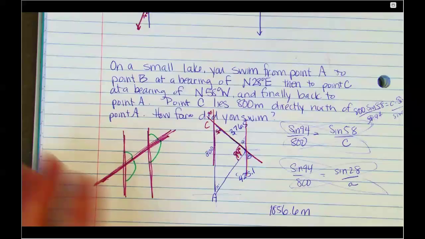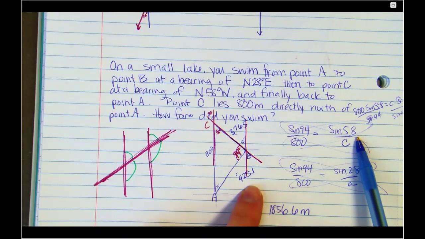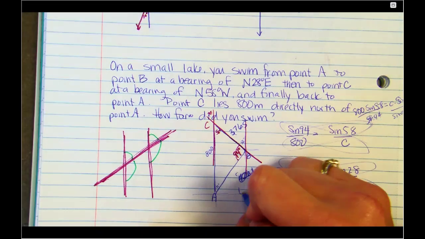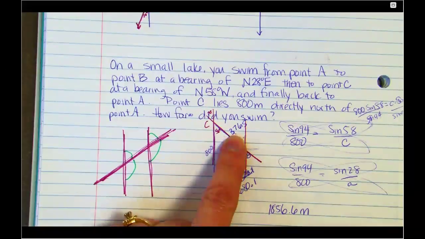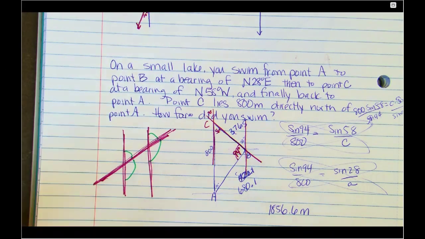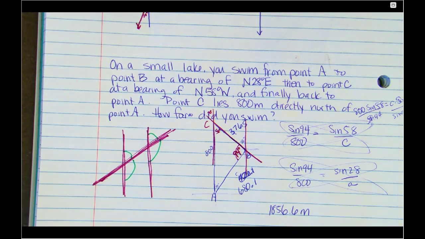So I stole my answer out of the back of the book. What did I do wrong? I have 800 times sine 58 times 94. Yeah, and that's how I got it. What do you got? I got 680. Yeah, I got 680. What do you get for this one? I got that. All right, I typed something in wrong then. Better? Yeah. Okay.